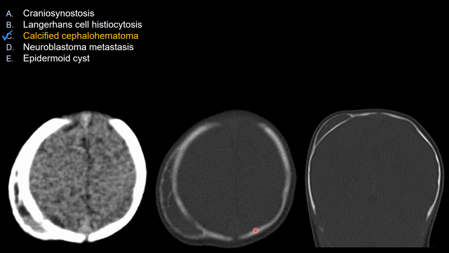Overall, the best choice here is C, calcified cephalohematoma. Overall, this has a very classic appearance of a double skull sign, with a relatively benign appearance. It is important to recognize calcified cephalohematoma rather than misdiagnose it as something more aggressive.